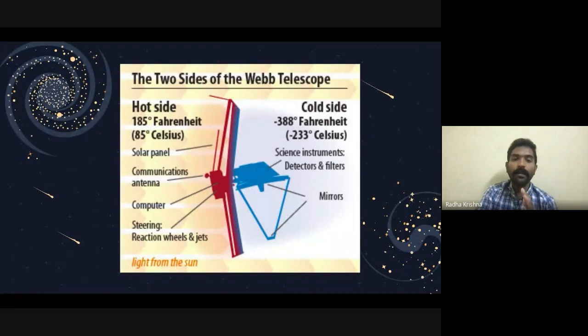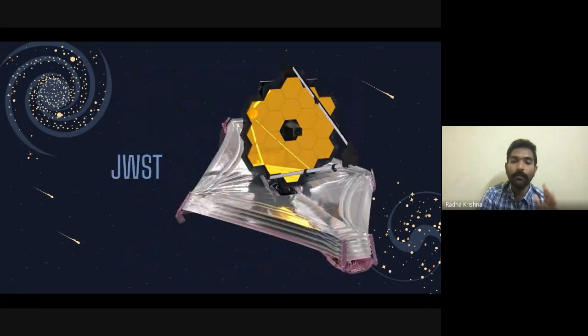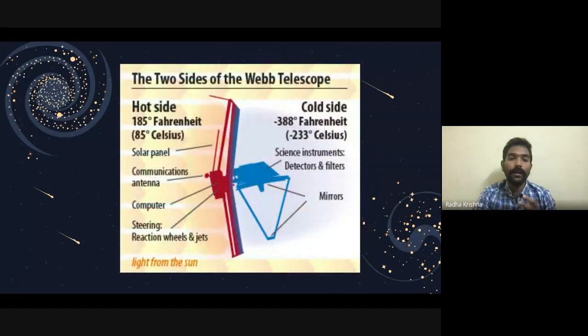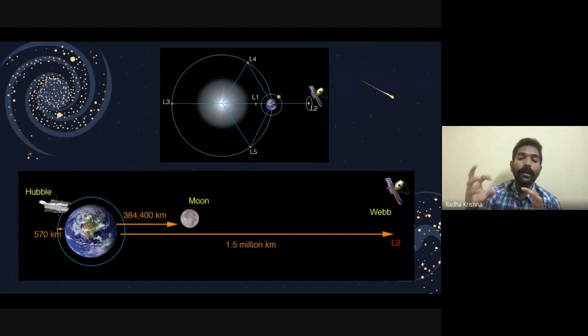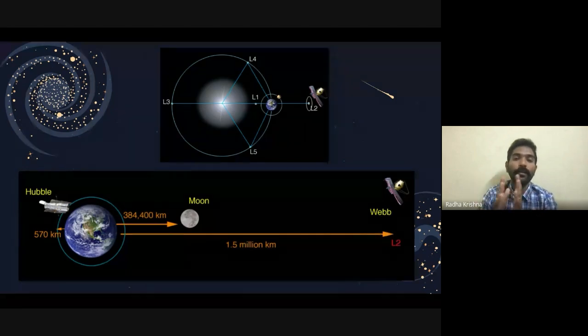So what happens is that there are a lot of mylar sheets that are placed, like you can see, the aluminum foil kind of thing. It's called mylar. It reflects a lot of radiation, the heat radiation, right? These satellites, for example James Webb, are placed at a point called L2, where heat from the sun is not there.